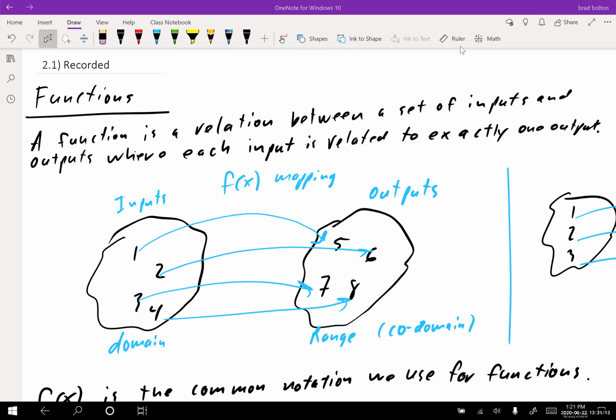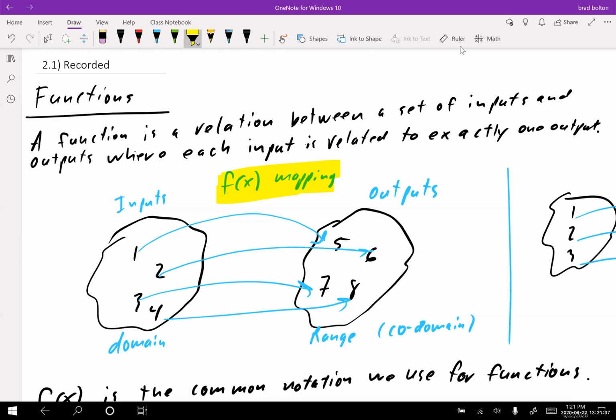Okay, so we're going to start off with functions in 2.1, and it's just kind of a background on functions. Many of you already have an idea of what a function is. I'm just going to give a formal definition. A function is a relation between a set of inputs and outputs, where each input is related to exactly one output. So in this case below, we have our mapping.